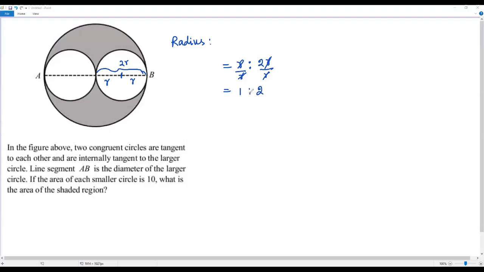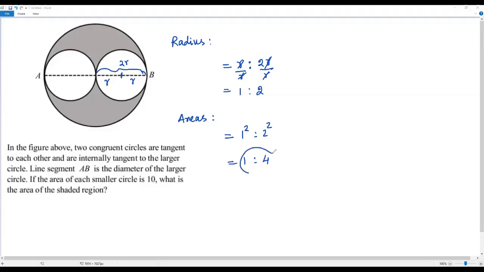Now I got the ratio of the radius of the smaller circle to the radius of the larger circle. From this ratio, we can get the ratio of the areas of the smaller circle and larger circle. How do we get the ratio of the areas? For that, we have to square this term and this term. That is 1 squared to 2 squared. So this is the ratio of the area of the smaller circle to the area of the larger circle. The value of 1 squared is 1 and the value of 2 squared is 4.